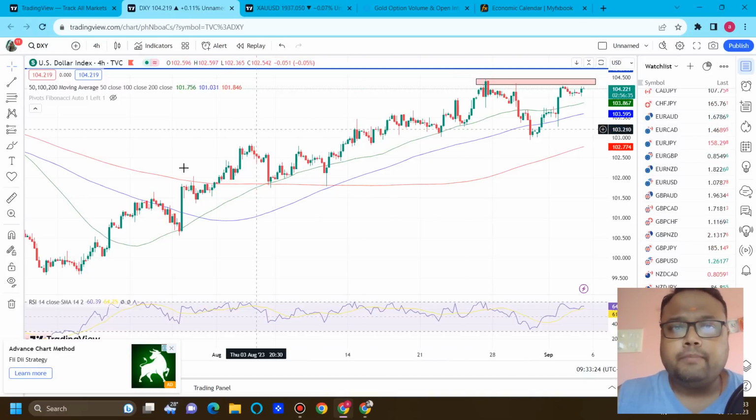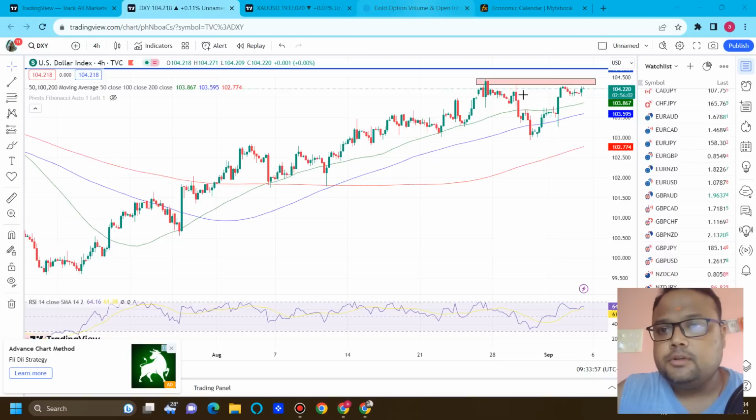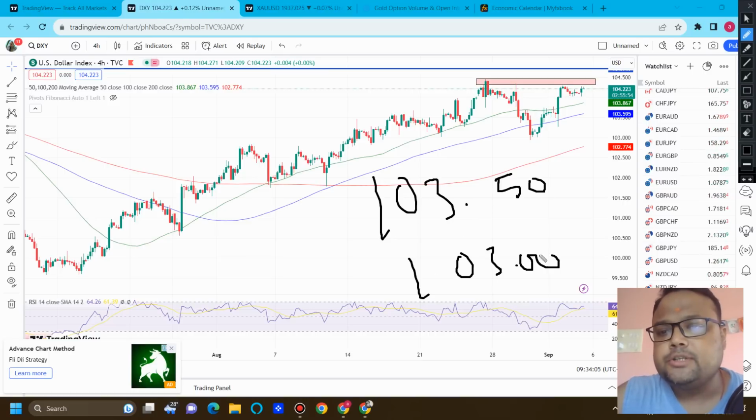The movement of DXY is very important for you as a Forex trader so that you can plan your trades accordingly. Whether you trade Euro USD, GBP USD, or USD CAD, it doesn't matter. The important levels of DXY are very important. If DXY comes for a retracement, then we can expect the first support around 103.50 and then 103.00 if DXY goes for some deeper retracement.